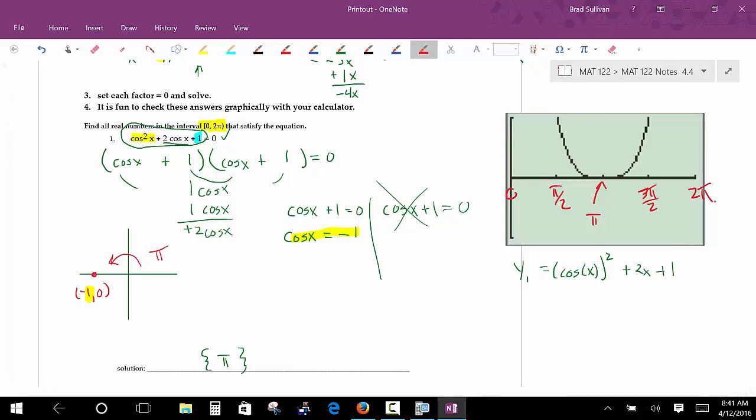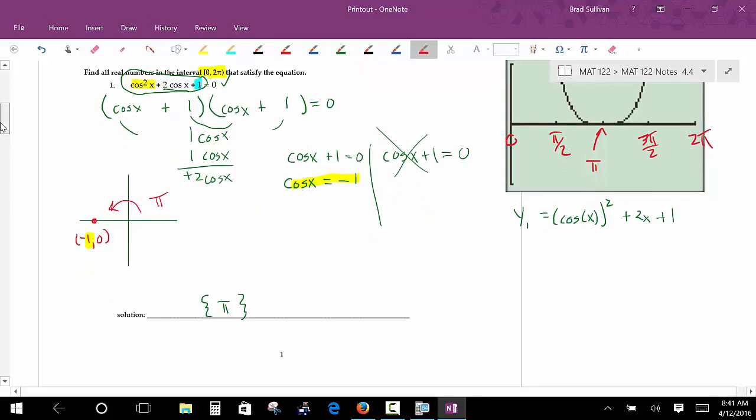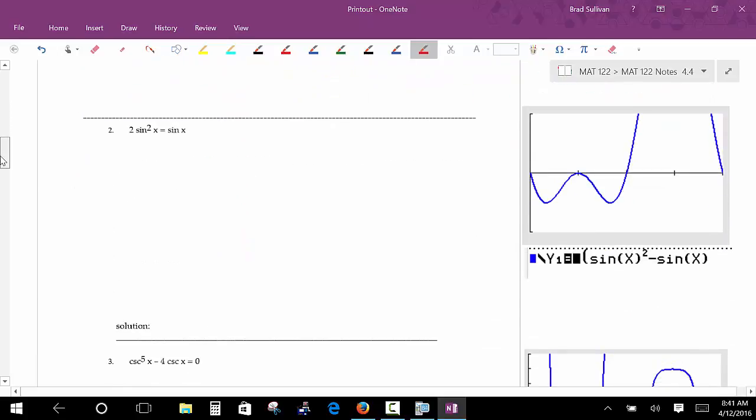Okay, does that problem make sense to everybody? Okay, how do you know to factor? It's got a second power in it. So almost all the equations in this section are going to have powers that are 2 or higher. Okay, so let's go to this next one here.